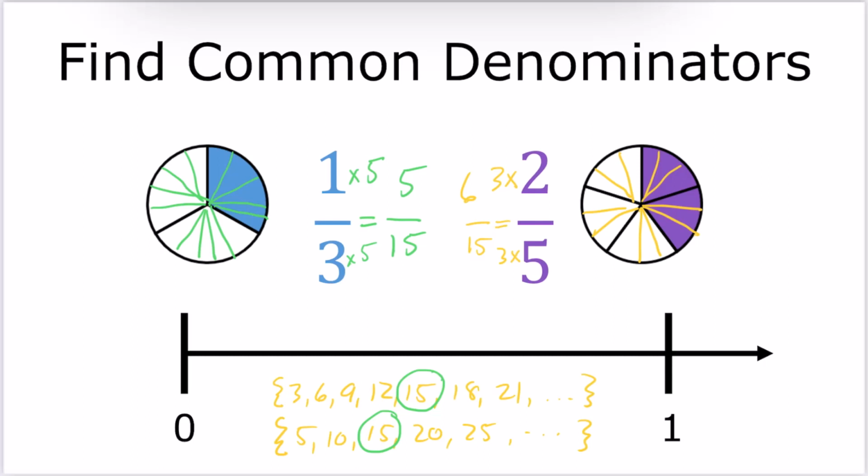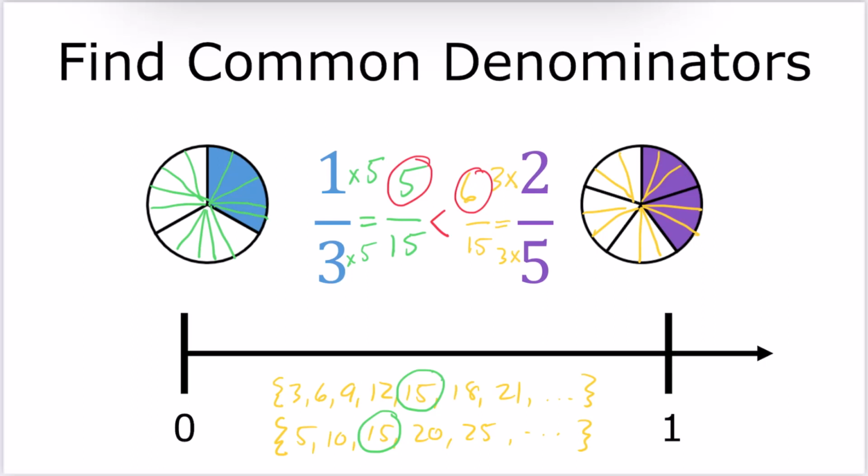And you can see when you look at these two circles that the size of the pieces are now the same, because both circles are split up into 15 of these little pieces. And so now I just look at it and I say, okay, well, if I have 5/15 and 6/15, well, obviously 6/15 is the greater fraction. And so that means that 2/5 is greater than 1/3.